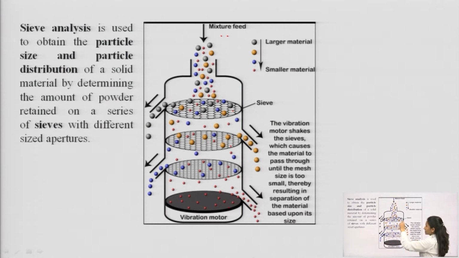Here are 4 meshes, first, second, third and fourth. There is a mixture feed, that means the polydisperse powder particles.